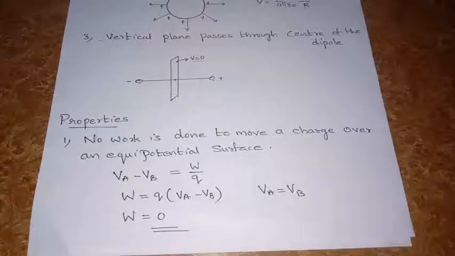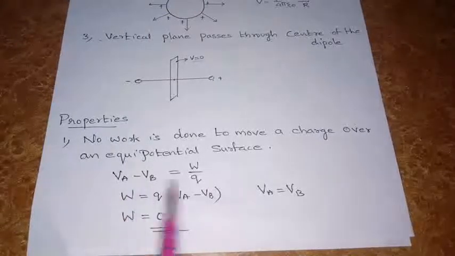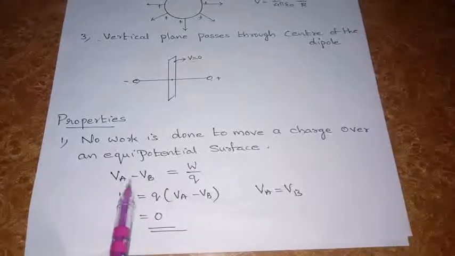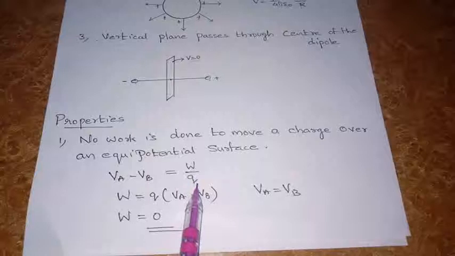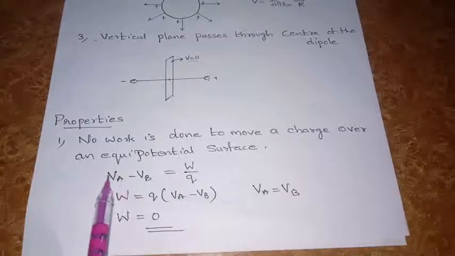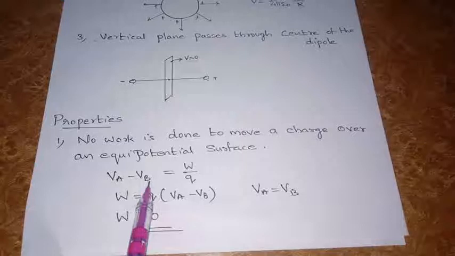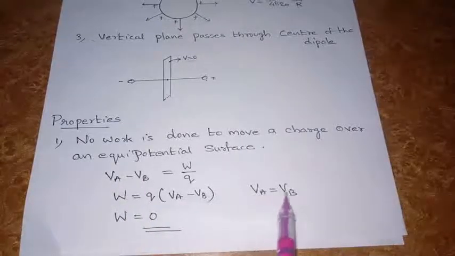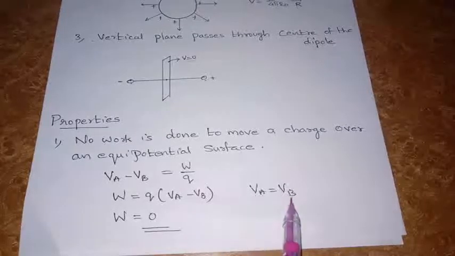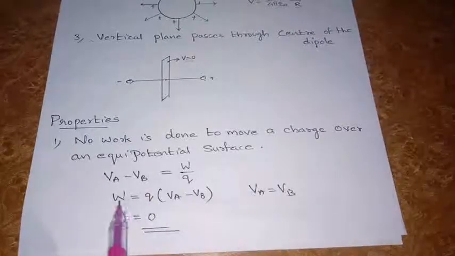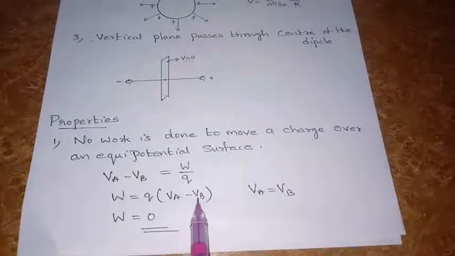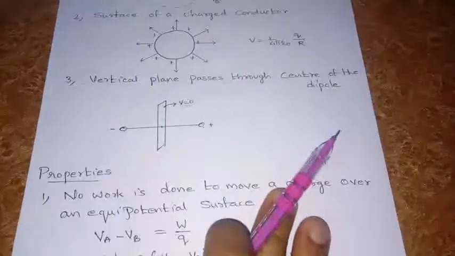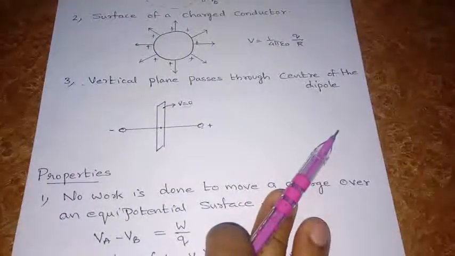Why is it like that? We know that the work done per charge is equal to potential difference. VA minus VB is equal to W by Q. A is the point where potential is VA, B is another point where potential is VB. If the surface is equipotential, then the potential remains the same. VA is equal to VB. Then the work done W is equal to Q into (VA minus VB), which must be zero. So that means no work is needed to move a charge over an equipotential surface.